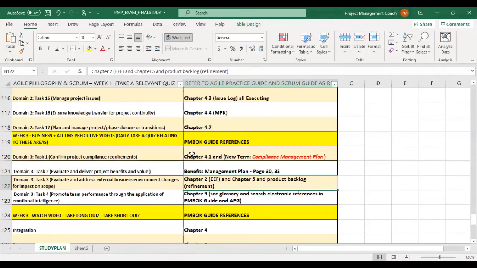Chapter 2 maps back to task 3 under domain 3, and this is EEFs and OPAs and that whole discussion about refining the backlog, because it says evaluate and address external business environment changes for impact on scope. Well, scope is all in that backlog. Last but not least, we have promote team performance through the application of EI. EI is mentioned in chapter 9 in the PMBOK guide. Don't forget, in the Agile Practice Guide, you'll find this as well.